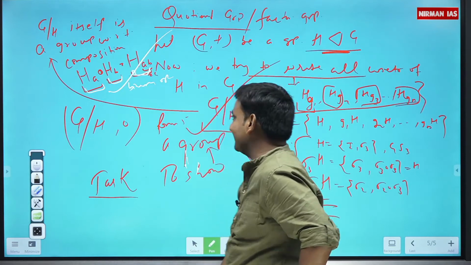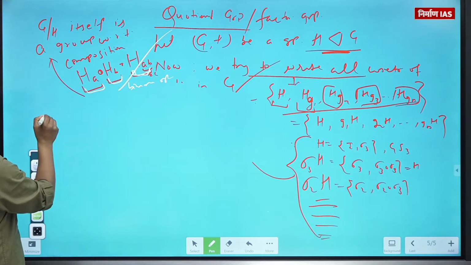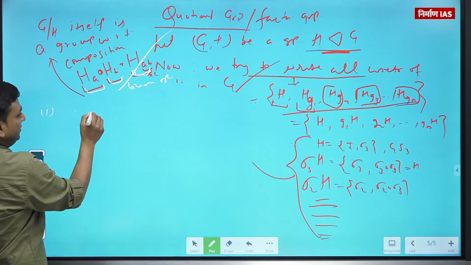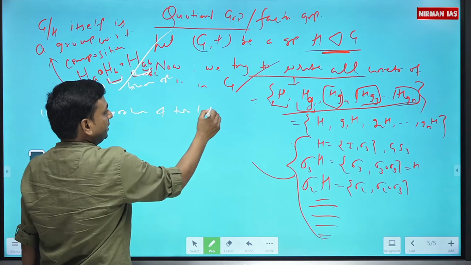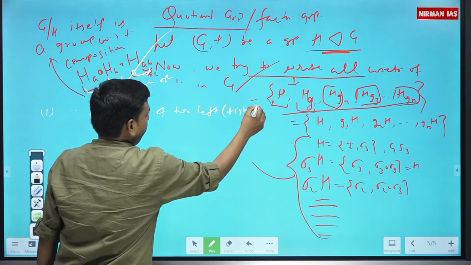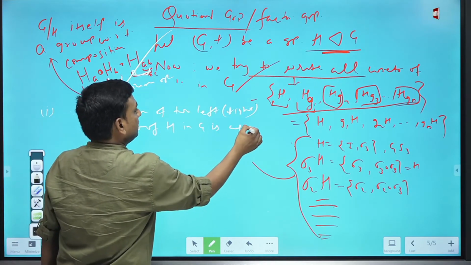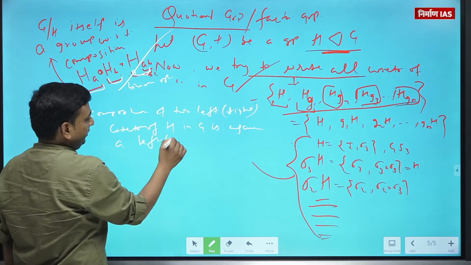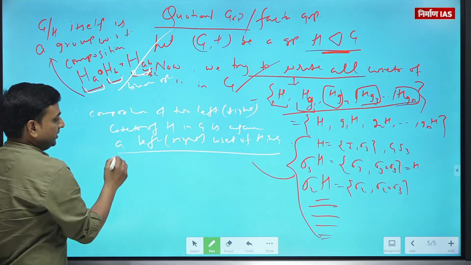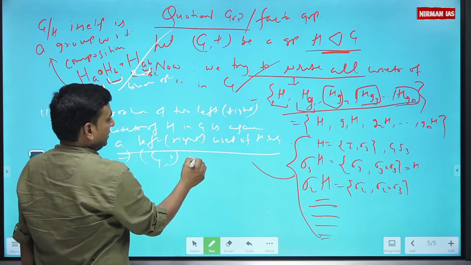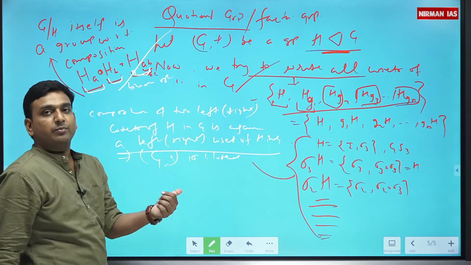Do I need to write it? Okay, let's write it. Number first, since the composition of two cosets of H in G, either you take left or right, is again a left or right coset of H in G. This implies GH is closed with respect to this composition, or you can say this composition is a binary composition on GH.